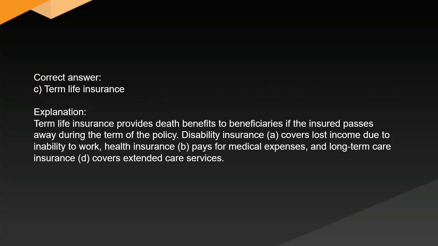Correct answer. C, term life insurance. Explanation. Term life insurance provides death benefits to beneficiaries if the insured passes away during the term of the policy. Disability insurance, A, covers lost income due to inability to work. Health insurance, B, pays for medical expenses. And long-term care insurance, D, covers extended care services.